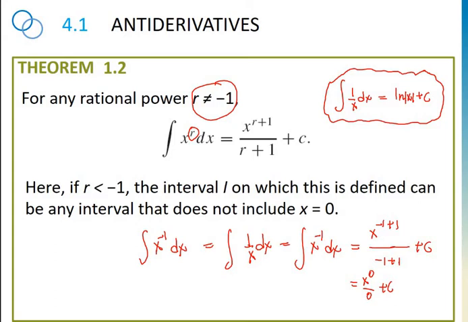But for now, I forgot to mention that they say any power except for r equal to -1 because you will have division by 0, and division by 0 is undefined. So let's go to the next problem.